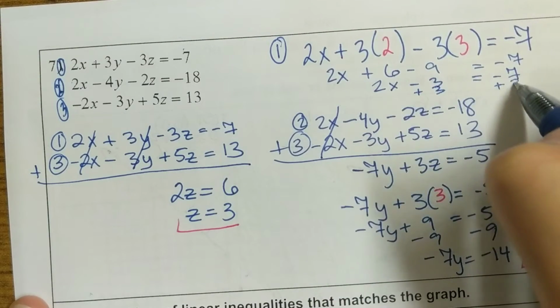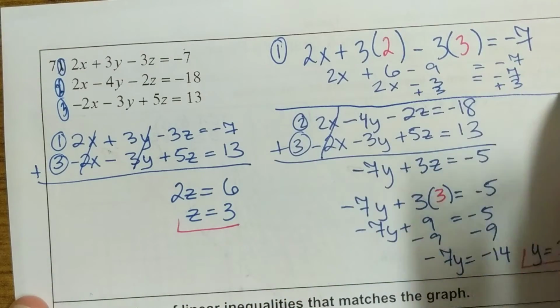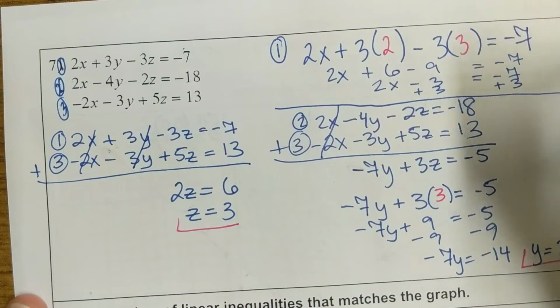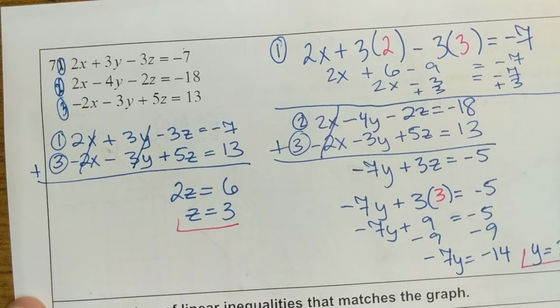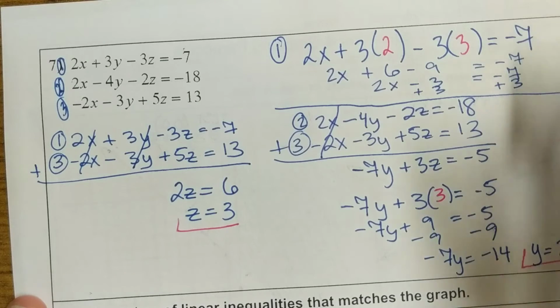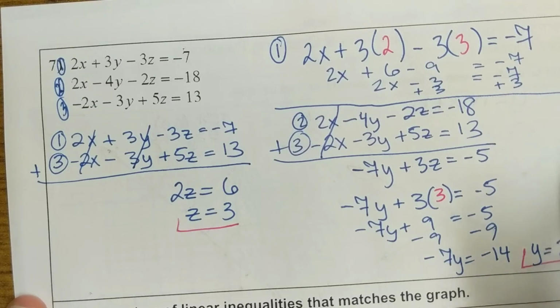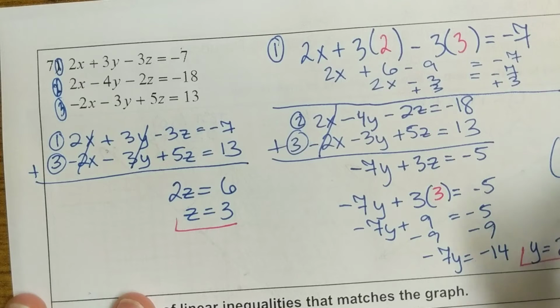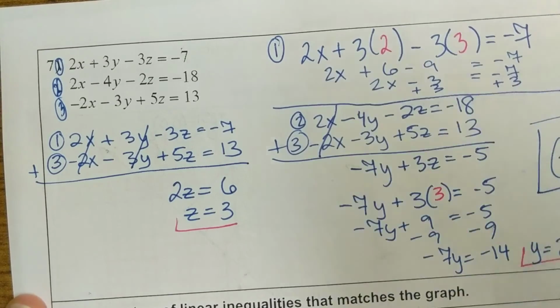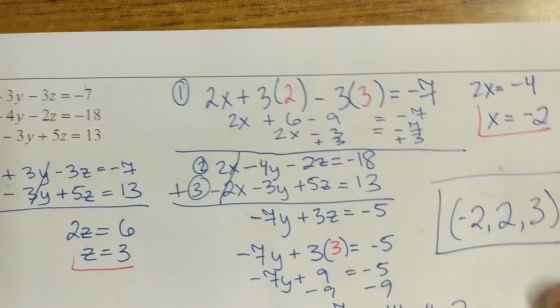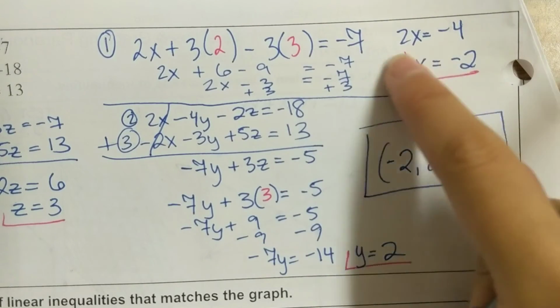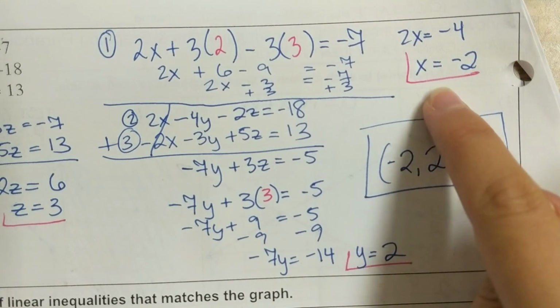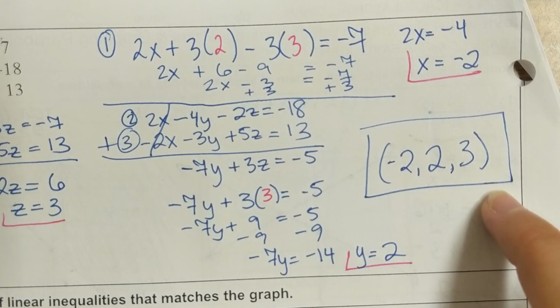Add 3, I'm running out of room. So I have 2x is equal to negative 4. X equals negative 2. Your answer must be written as a coordinate point, x, y, z, so negative 2, then 2, then 3 is our solution. Sorry, I realized I did not show you those last few steps. Okay, so 2x equals negative 4, then you divide. Your answer is written as an x, y, z point.